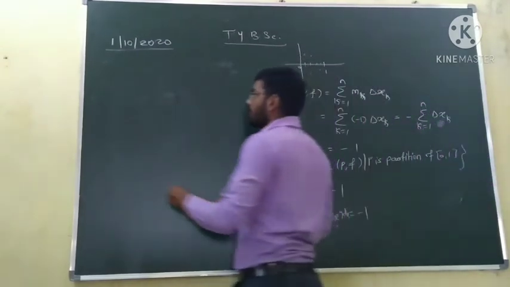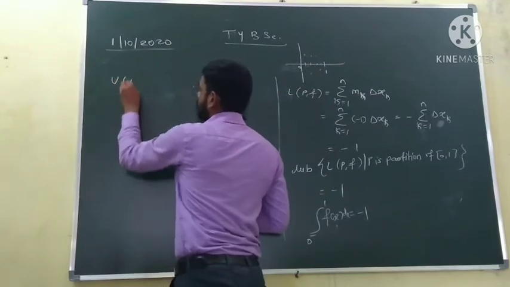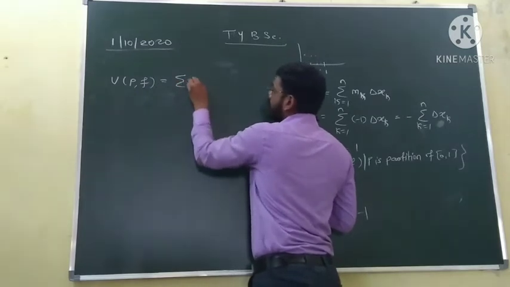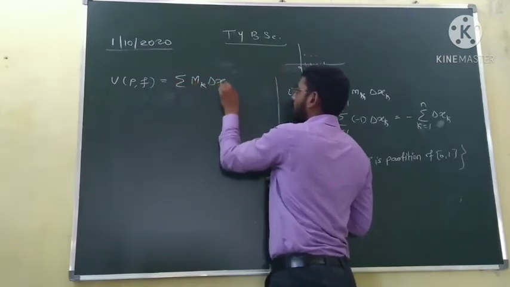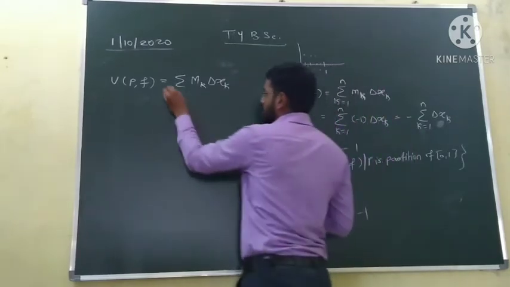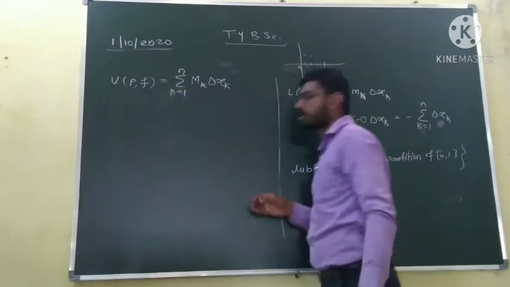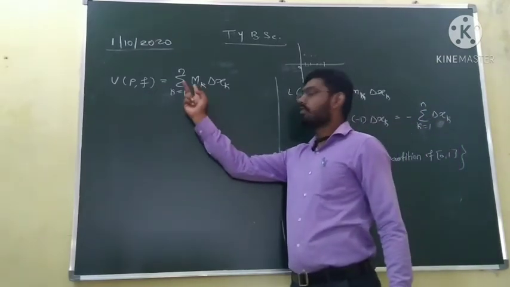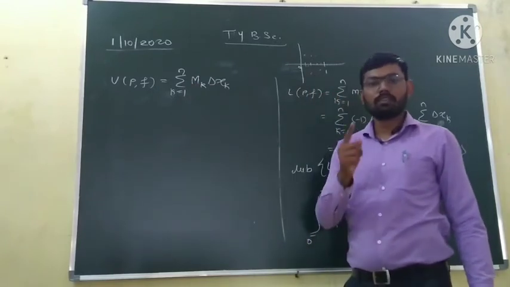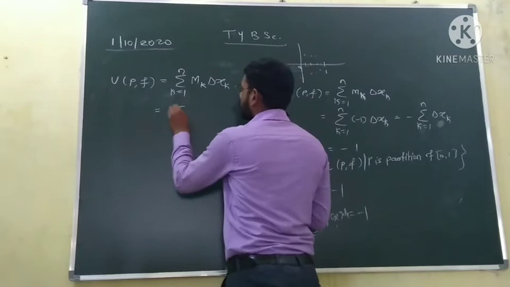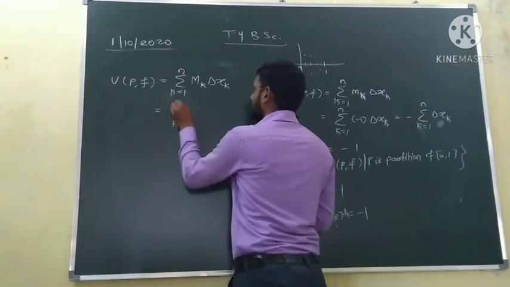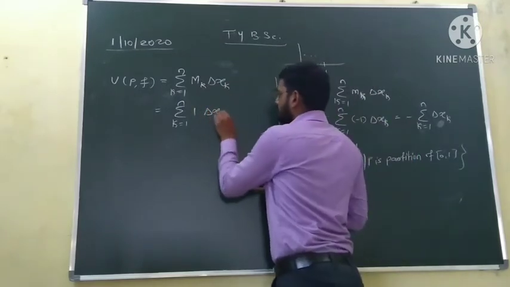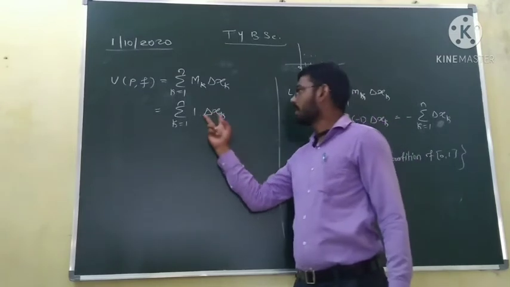Now we know the formula for finding the upper sum. U(P, f) is nothing but summation of capital M k into delta x k, with k from 1 to n. That is summation over the whole subintervals. Now again we know the maximum value of the function is fixed for each subinterval and this is plus 1. So this becomes summation k is equal to 1 to n, one fixed value for each subinterval, into delta x k. Now 1 into delta x k is nothing but delta x k.